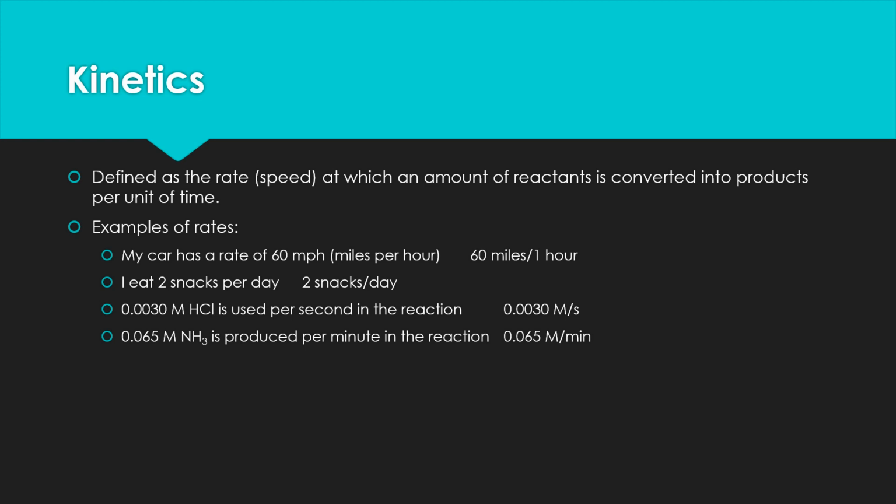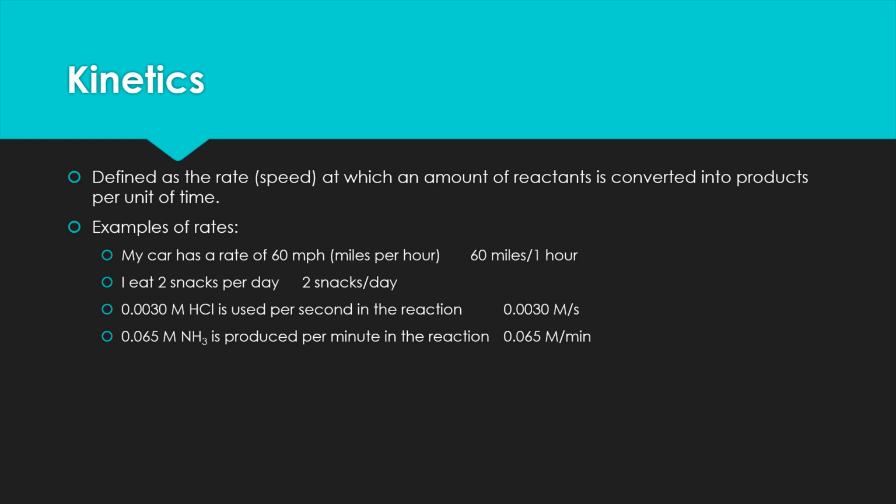So some examples of just general rates would be things like my car has a rate of 60 miles per hour. So we would show that as 60 miles over 1 hour. So per means over 1. Or I eat 2 snacks a day, so 2 snacks per day.